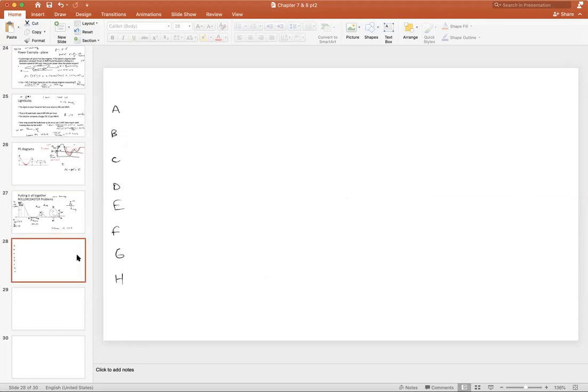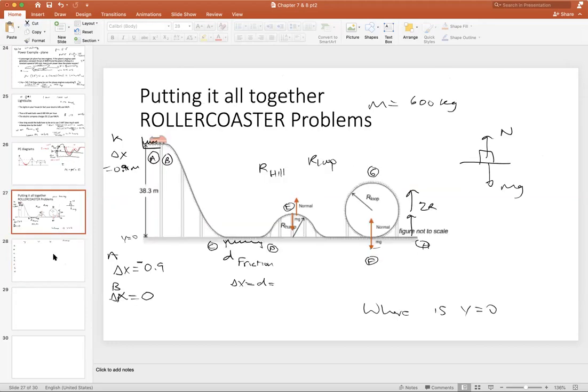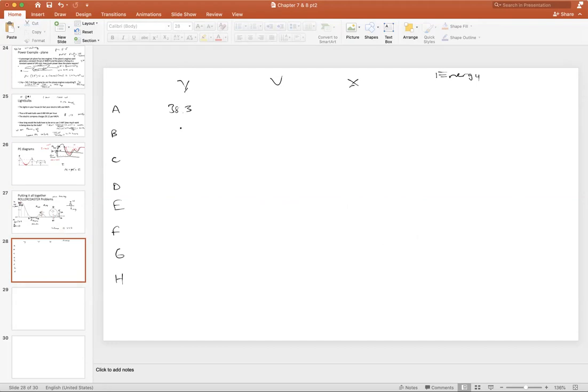So I've chosen my y is equal to 0. And I'm going to write y, and I'm going to write v. I'm going to write x, at least for a couple of these. And then I'm going to make notes of energy. The energy, right, that I can get rid of. So y for A and B here is 38.3. And it's positive 38.3. Right? They're both positive up at the top. X here was negative 0.9. This is how much we've compressed the spring. This is 0. It's cleared the spring's equilibrium point, and the roller coaster is heading to the right.